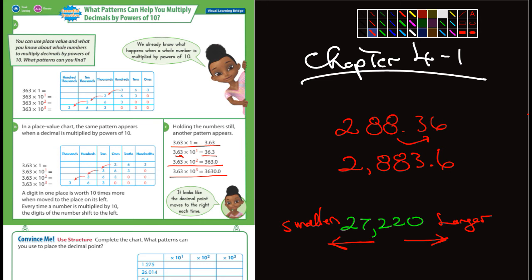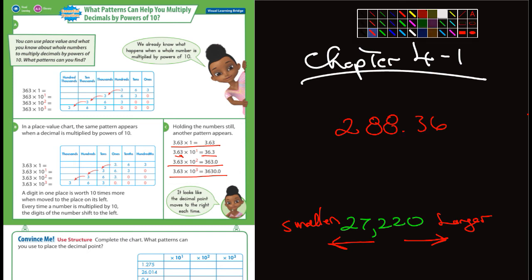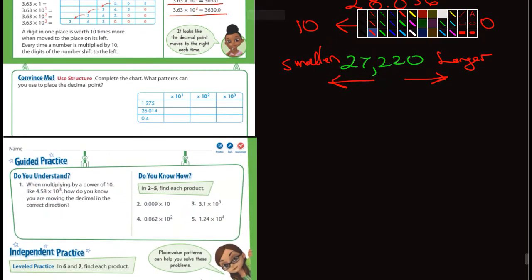But if I was to move the decimal one place to the left, right here, it would become 28.836, which is a lot smaller, 10 times smaller. Each time we move it to the right, it's 10 times larger. Each time we move the decimal one place to the left, it's 10 times smaller. So I think that'll help you guys, if you can remember that, answer most of these questions here.